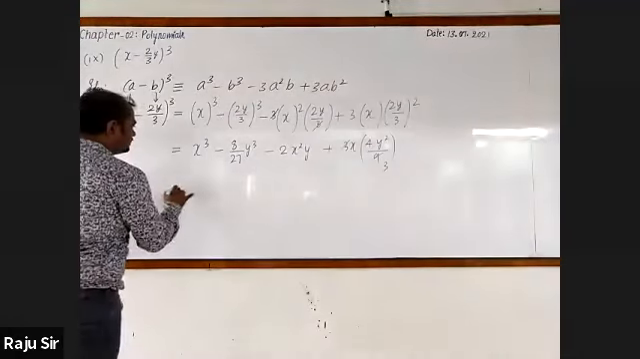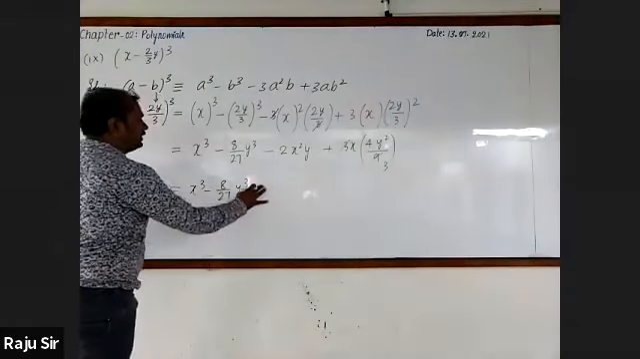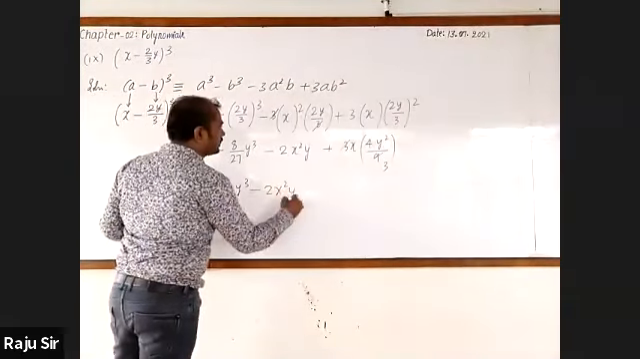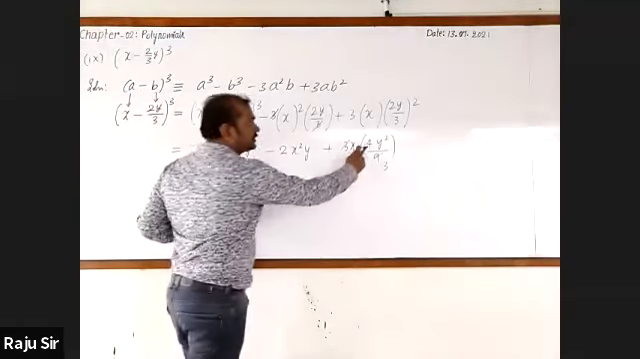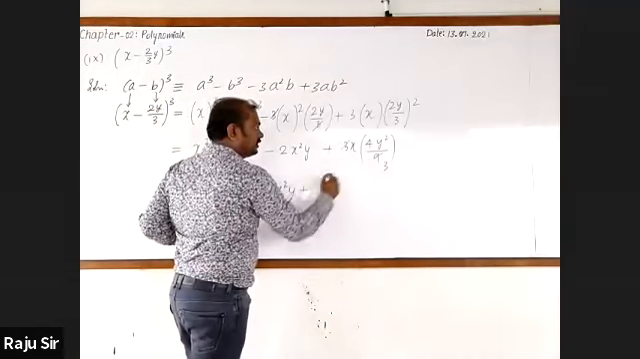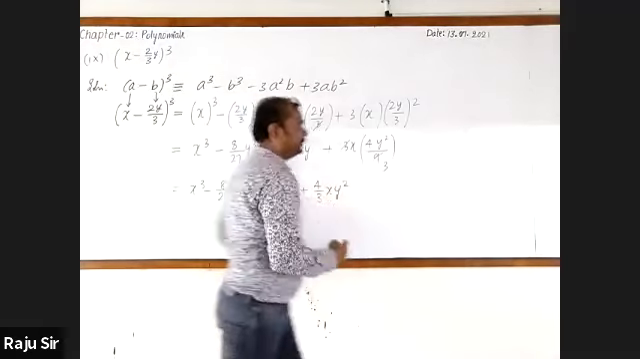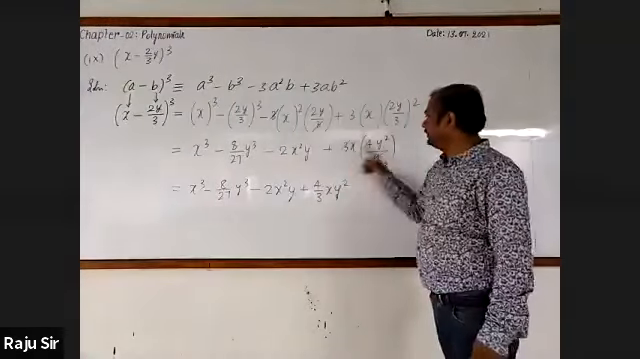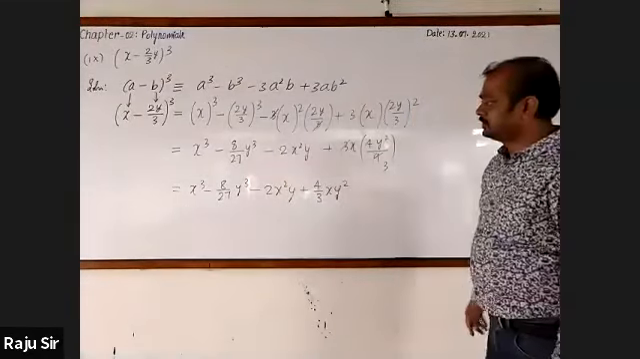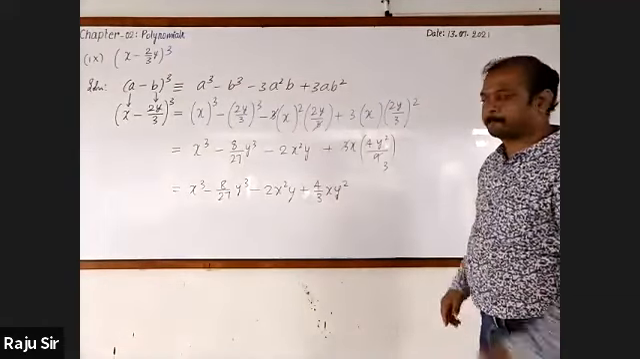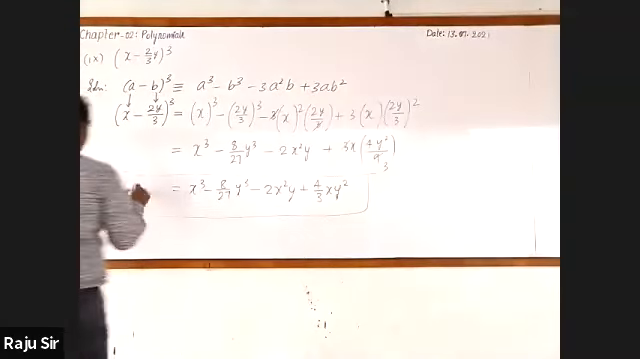Now, again, I'm writing this: x cube minus 8 by 27 y cube minus 2x squared y, plus 4 by 3 x y squared. Is it in standard form? Yes, sir.